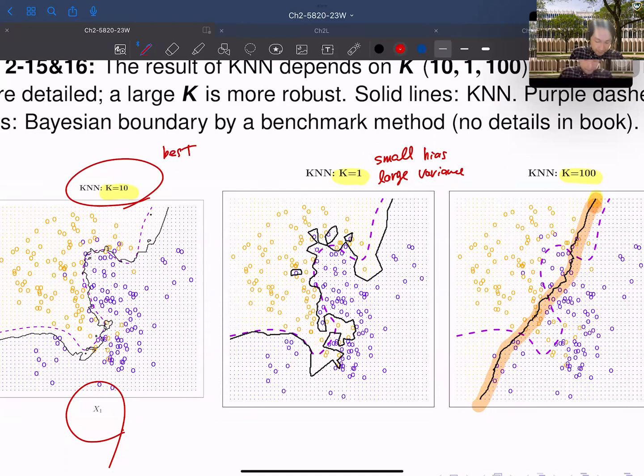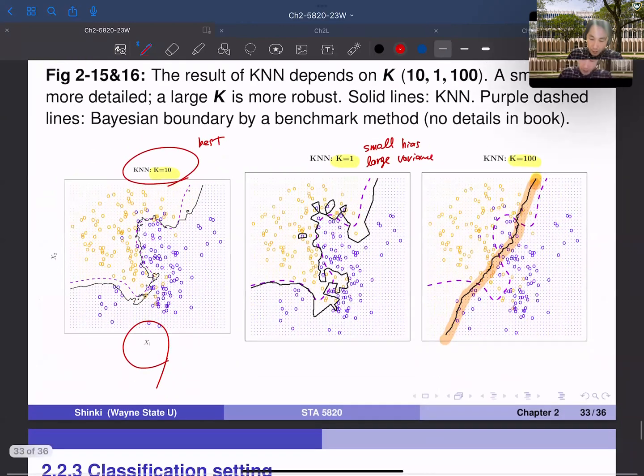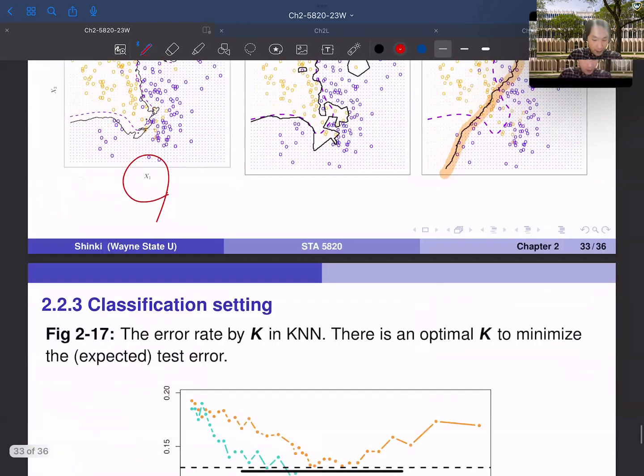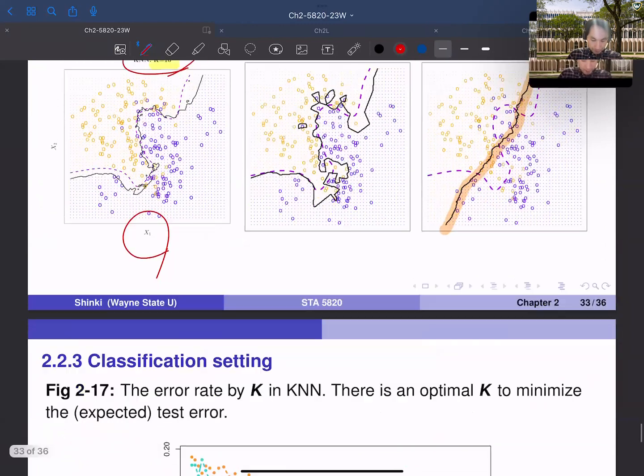So we have to optimize k in some way. Usually we use the training and test approach. We train the boundary with the training set, then we calculate the error rate with the test set. Then we can optimize the number k.